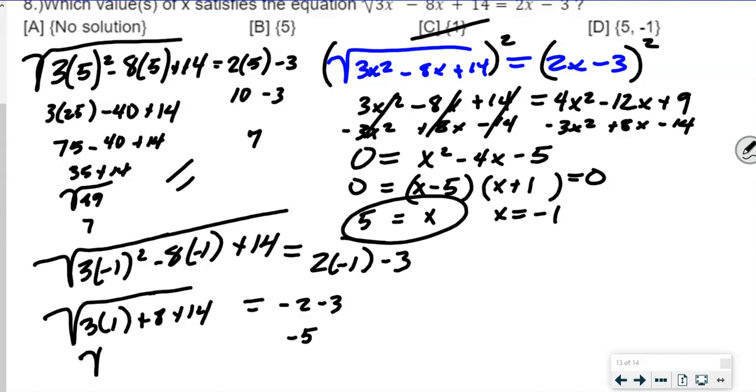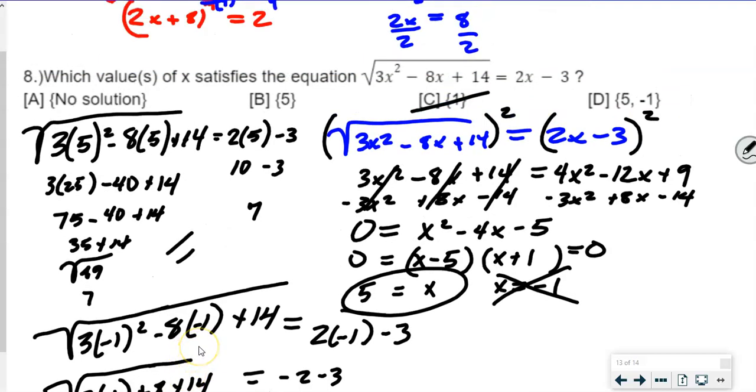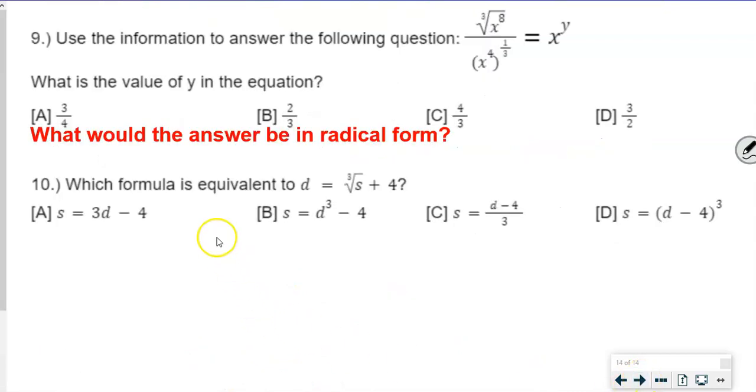So let's just finish it though. This is 3 plus 8 plus 14. That's 11 plus 14. So that's 25. So the square root of 25 is what? 5. Does 5 equal negative 5? No. So that is not an answer. Okay. So our answer was what? The 5. Okay. Couldn't be this one because that was actually not that one either. Right. So both solutions don't work there. So the answer was B. Okay. All right. Let's go on to the next one.